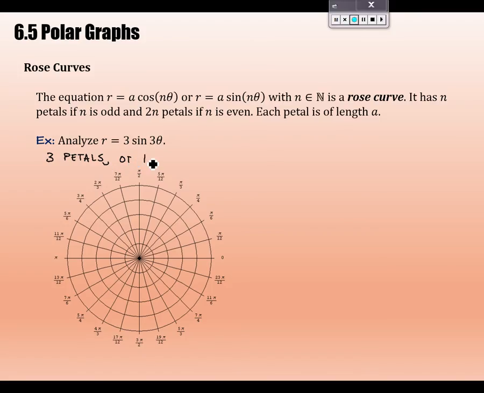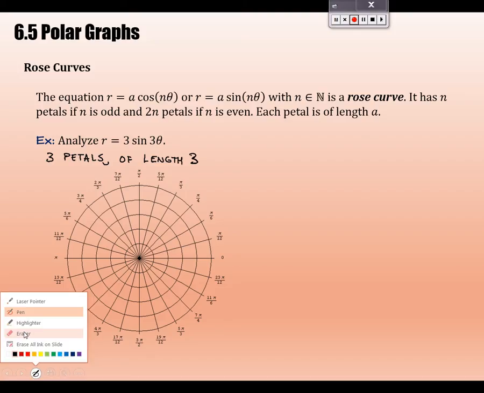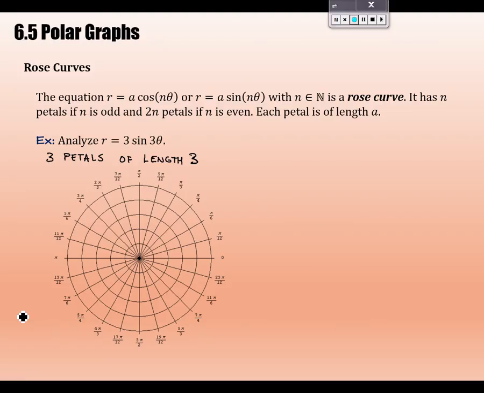Of length 3. So that's what we'll see here. And again, I want you to be thinking in the back of your mind, why is that happening? Why don't we get 6 petals? The last one seems like that was what was happening. And how would I get 2 petals? Is there a way to do that? I don't know. Think about these things.